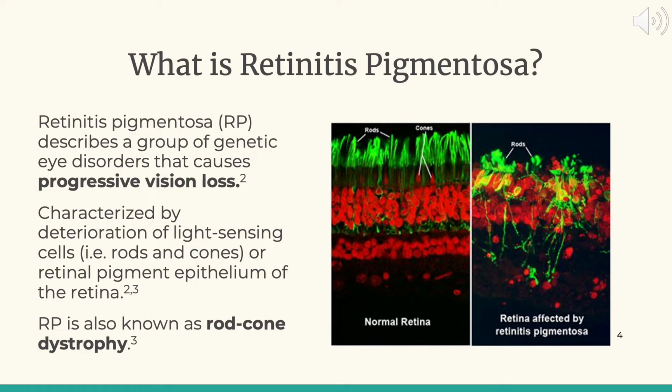The photoreceptor cells include rod cells and cone cells, responsible for peripheral and night vision, and high acuity vision, detail, and color, respectively. This disease is also known as rod-cone dystrophy.